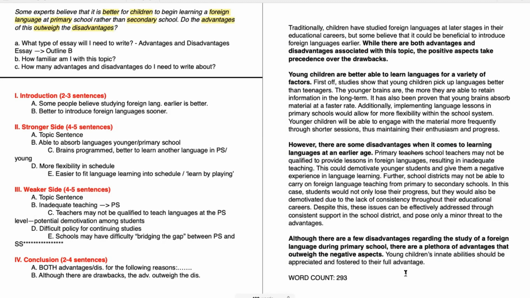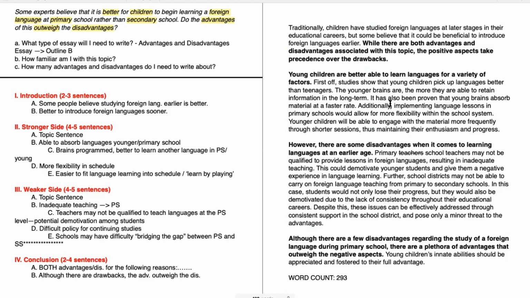Great job. Notice how we used the modals. So we have may not or could demotivate, would also, because here we're just speculating about various drawbacks, potential disadvantages. Our connectives are really great, so the vocabulary is excellent. We have despite, additionally, thus, however, while. These are wonderful when you are introducing contrary and contradicting topics.